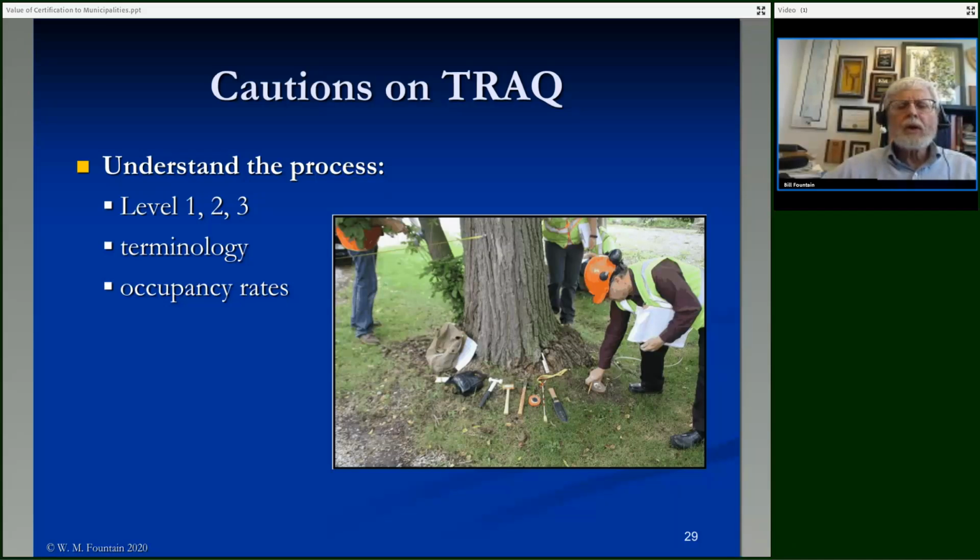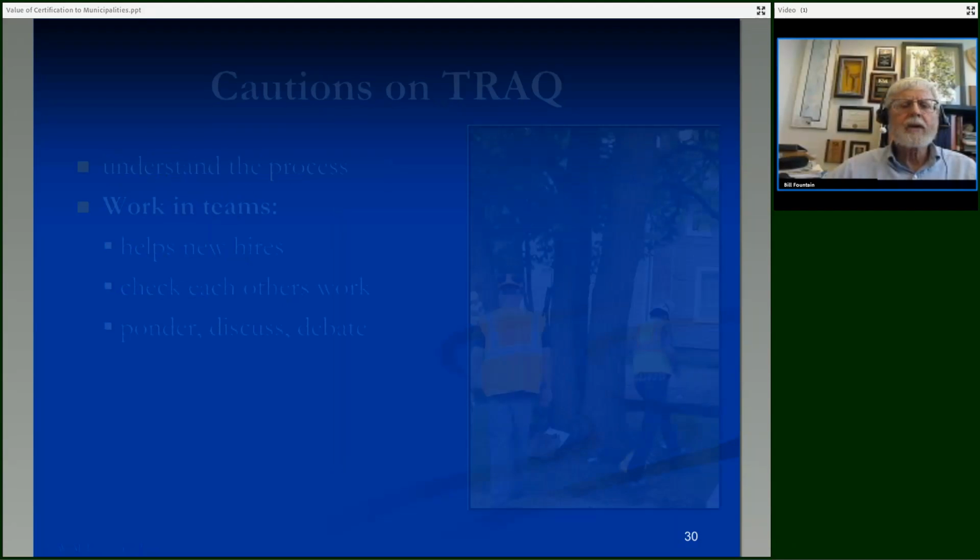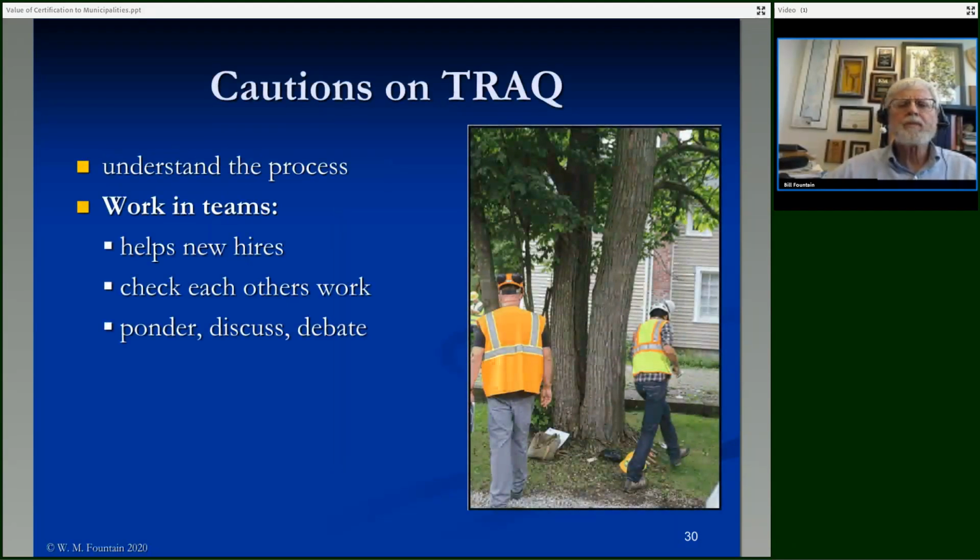So we need to look at occupancy rates. The tree could fall, and it could, by bad luck, hit that one individual that happens to pass down that trail in that one 24-hour period. So understanding occupancy rates, understanding the potential to fail is something that we need to really understand backwards and forwards.